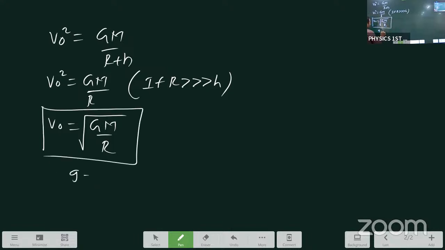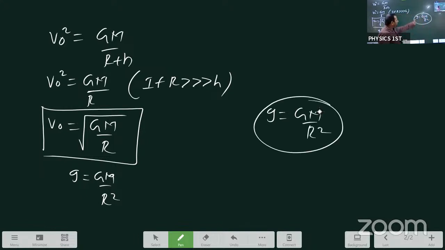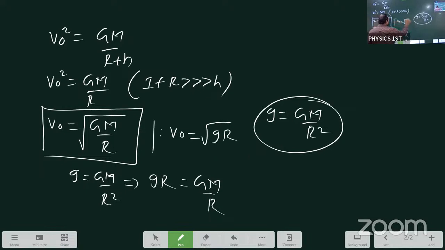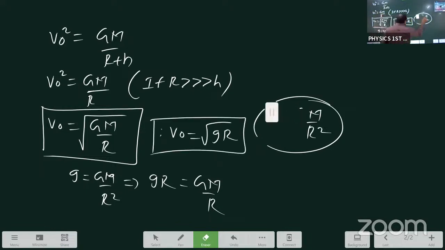One more: small g equals GM by R square. This is the relation between small g and capital G, GM by R square. This is the other SAQ, students. From this, we write R square as R into R, GM by R into R. R coming to the right side means R into R square. GM by R equals gR. That's why we write VO equals the square root of gR. This is our main equation for orbital velocity.